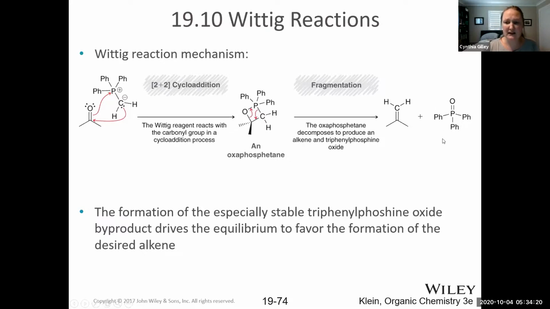Triphenylphosphine oxide, excuse me, which is the byproduct. It's a very convenient byproduct because it precipitates out of the solvent that's used, and so it can easily be filtered out of the reaction. And you'll see this reaction done in the lab to see the utility of that. But overall, we have the conversion of a carbonyl to an alkene, which is very, very useful.